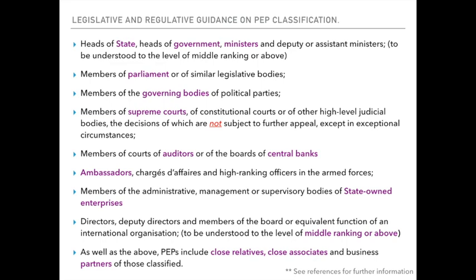Okay, members of courts of auditors or of the boards of central banks; ambassadors and chargés d'affaires; high-ranking officers in armed forces, apologies for my accent there; members of the administrative, management or supervisory bodies of state-owned enterprises; directors, deputy directors and members of the board or equivalent function of an international organisation, and note, to be understood to the level of middle ranking or above. As well as the above, PEPs also again include close relatives, close associates and business partners of those classified.